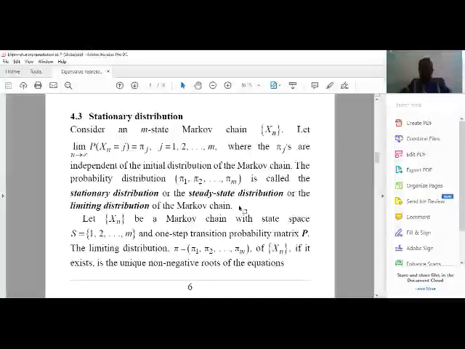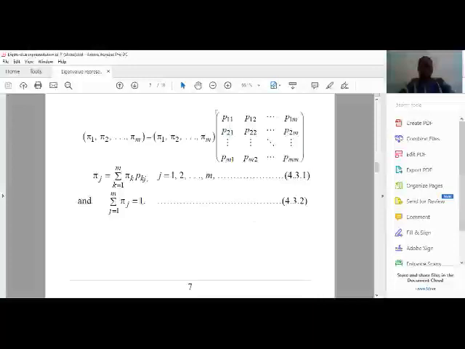How do you determine this limiting distribution without necessarily first determining the n-step transition probability matrix? So we call the Markov chain this. The states are from 1 to m. Then we have pi to be the stationary distribution or the limiting distribution. Good. So we use these equations to determine the stationary distribution.